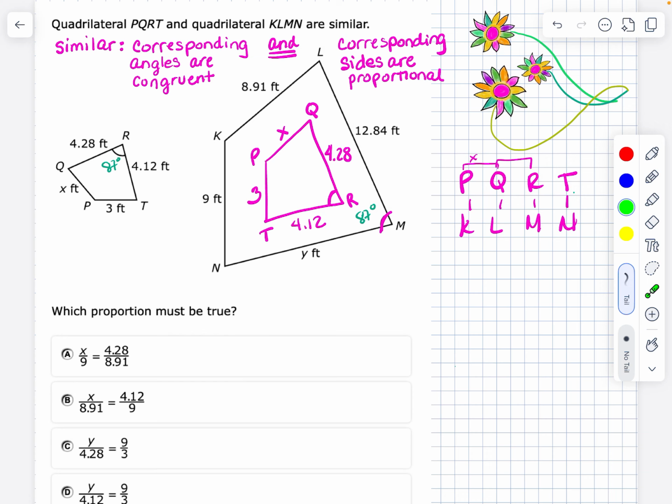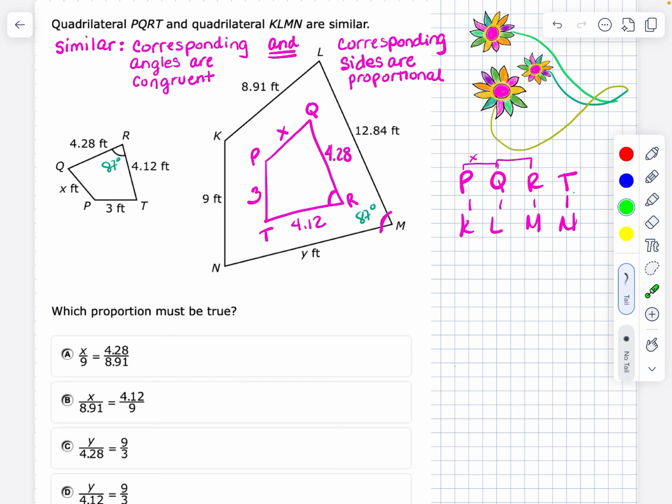Okay, let's look at C. So we got Y is to 4.28. Okay, I don't like that. As 9 is to 3. Both of them go larger to smaller, but this one isn't a good match. 9 to 3 is fine. So I'm going to say no on that one as well.